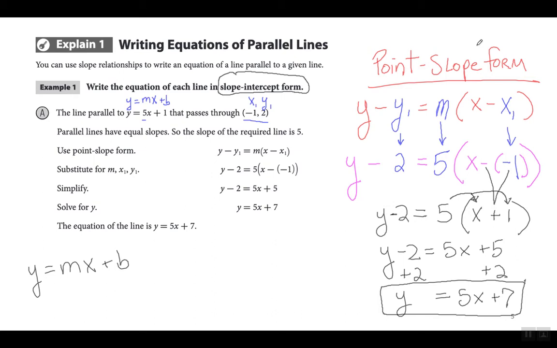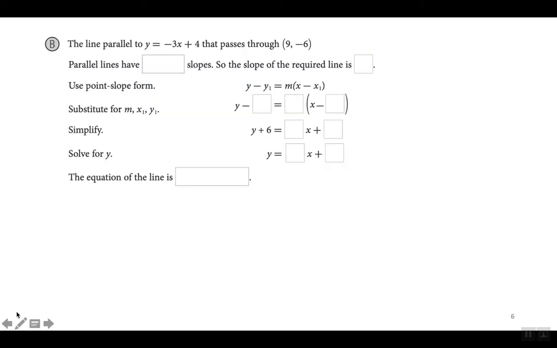Alright, let's do another example. Alright, same exact type of question, right? The line parallel to this line.